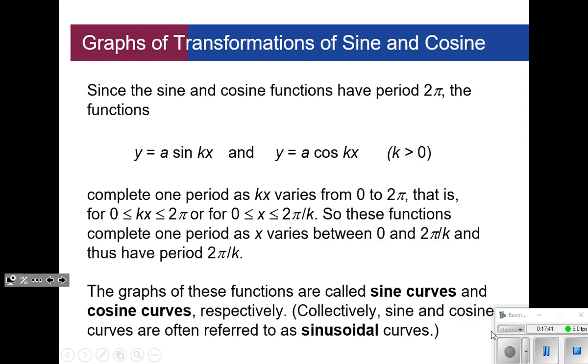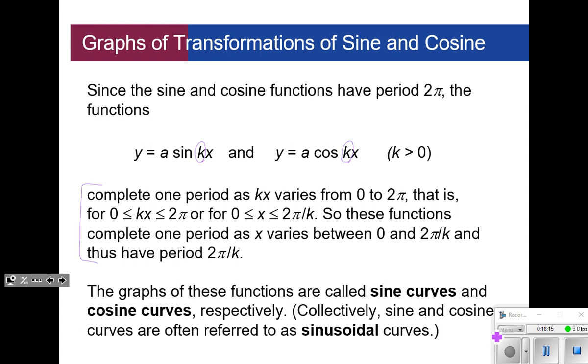Now, we take it one step further. We talked about amplitude. Now we have to talk about this elusive variable k. So this k right here is going to affect our period. I don't want you to get caught up in the weeds of this paragraph here. What the k does is it will change our period.